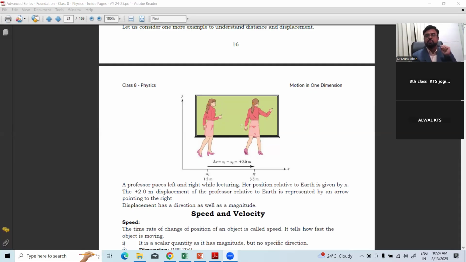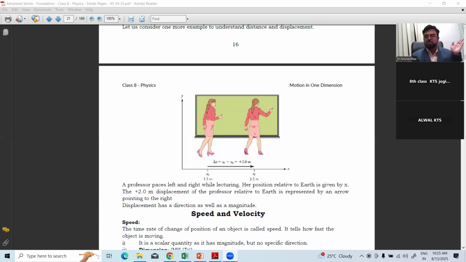So distance is the entire path, the total path followed by a body, which cannot be 0 or negative, and it won't decrease with time. It is always more than or equal to the displacement. Equal is only one case, that is when the body moves in a straight line.